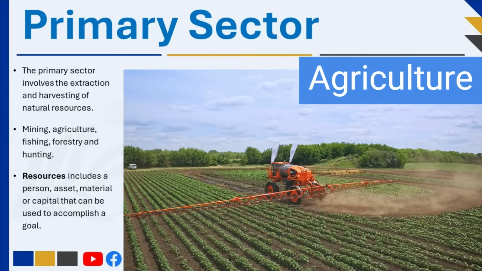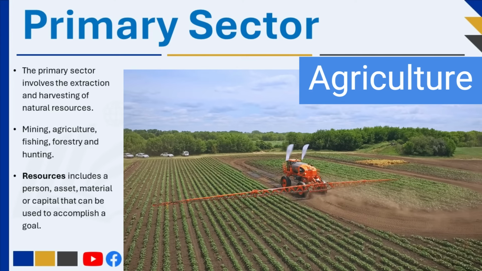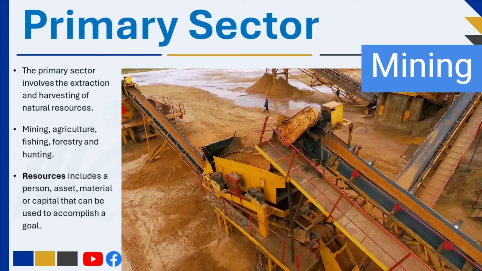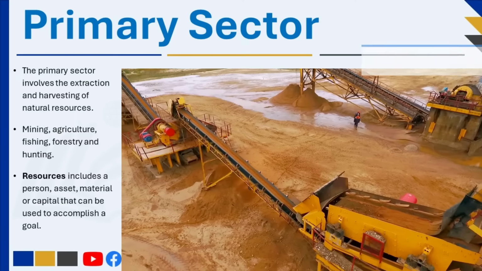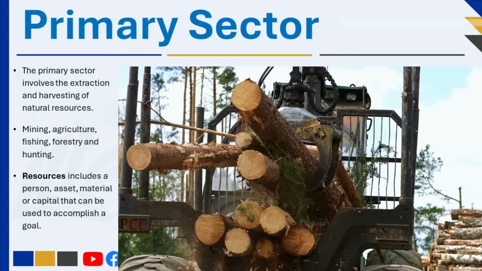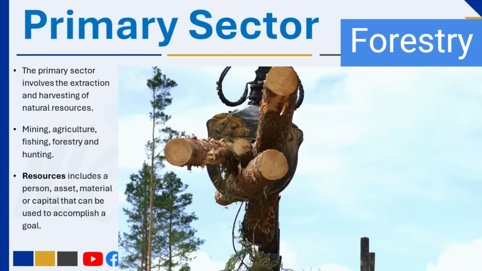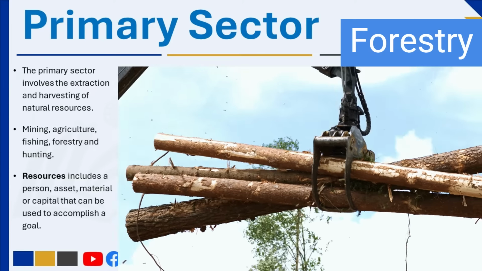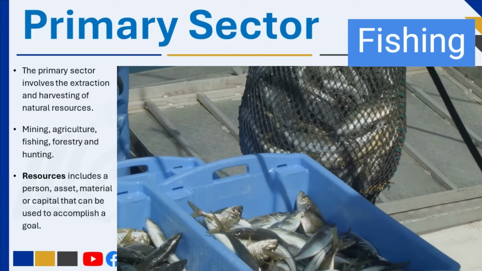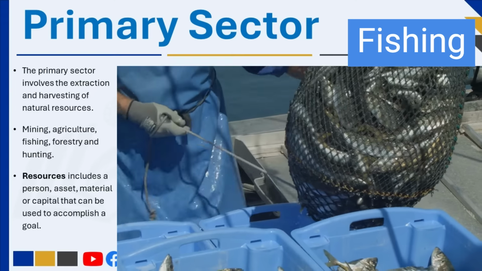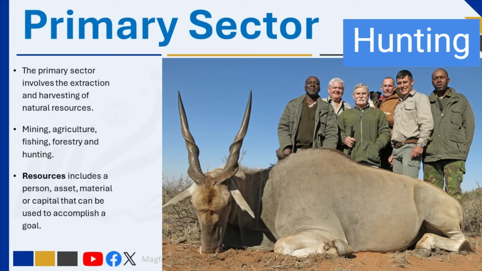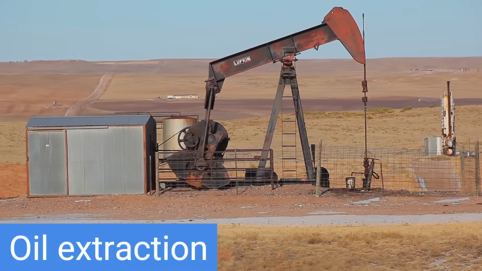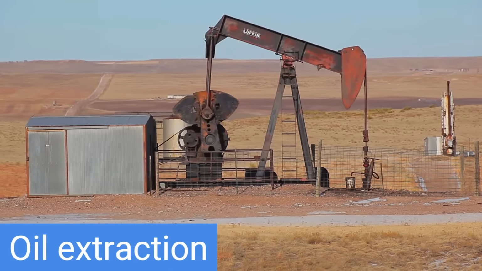The primary sector involves the extraction and harvesting of natural resources. The primary sector of the South African economy consists of 5 basic activities. These include activities such as mining, agriculture, ore farming, fishing, forestry, and hunting. Most countries throughout the world make a large portion of their money from the extraction and sales of raw materials and natural resources. This also includes stone quarrying and oil extraction. Resources include a person, asset, material, or capital that can be used to accomplish a goal.